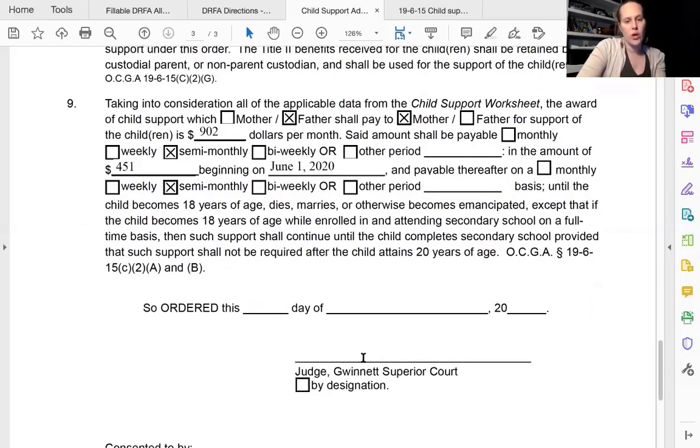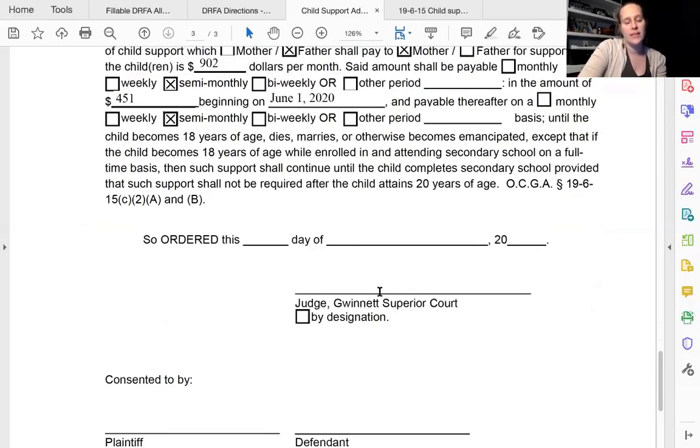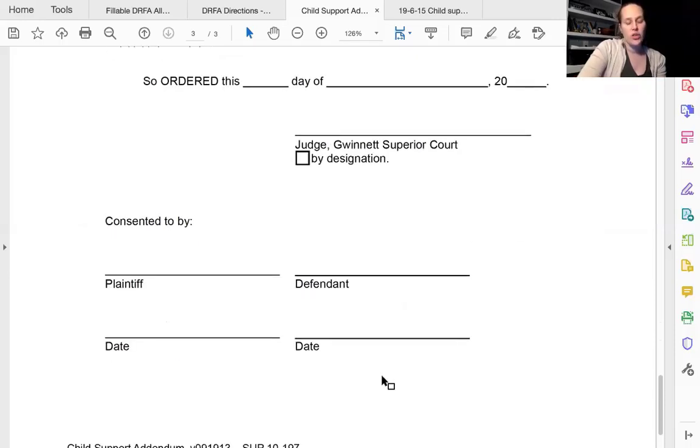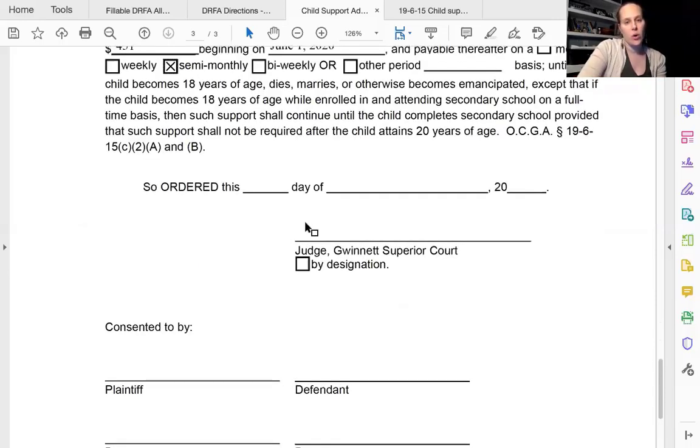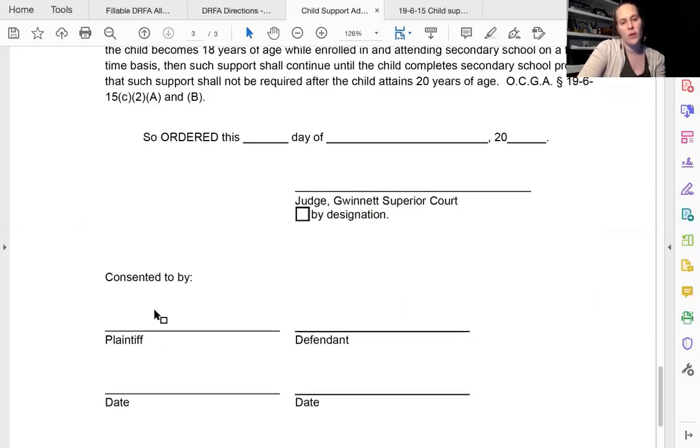And then you have to get the court to sign this. It doesn't have to be consented to. So if the court's ordering it at court, it's not going to be consented to. If you come to an agreement, then you get them to sign.